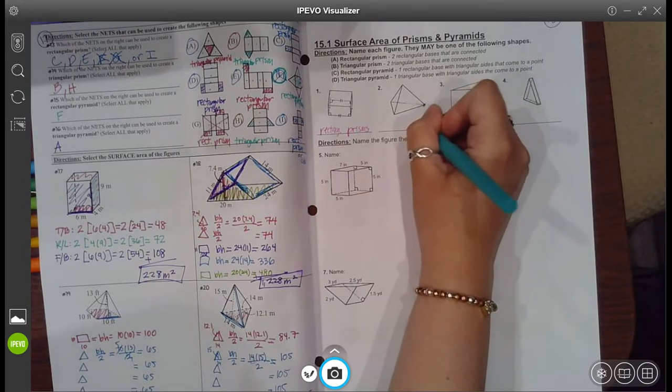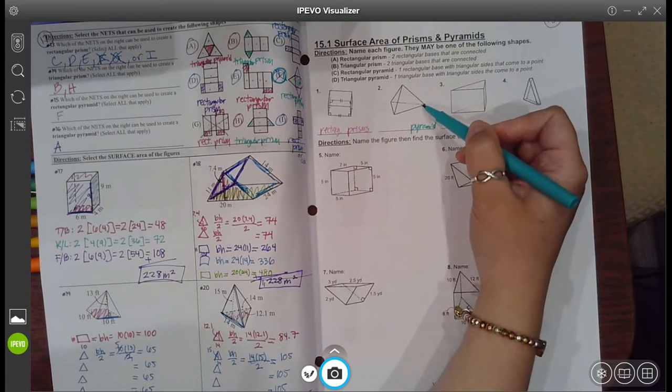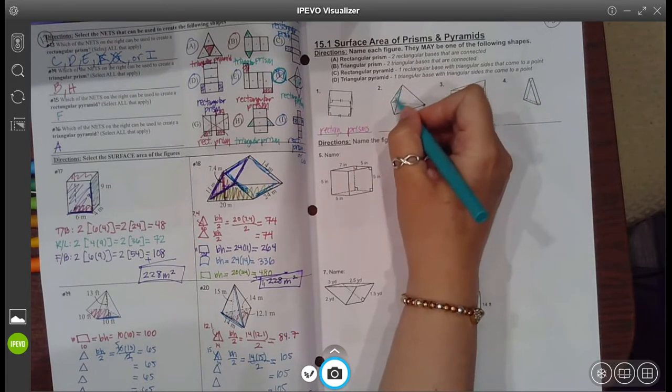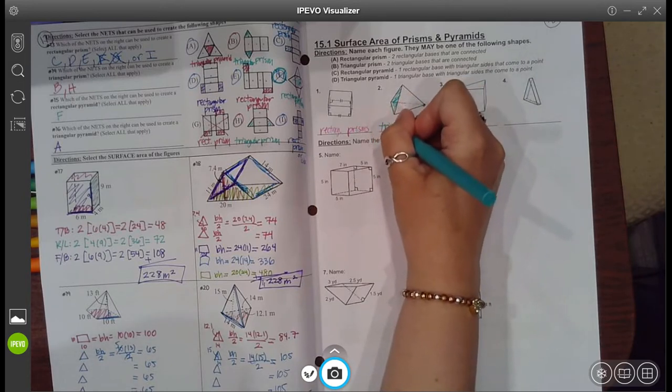The next one is a pyramid because it comes to this singular point right here. So second word is pyramid. What type of pyramid? Well, what's your base shape? Directly across from the tip of your figure is that triangle. So it is a triangular pyramid.